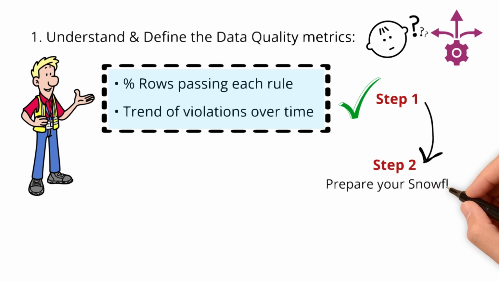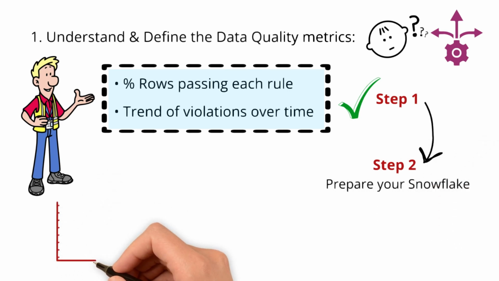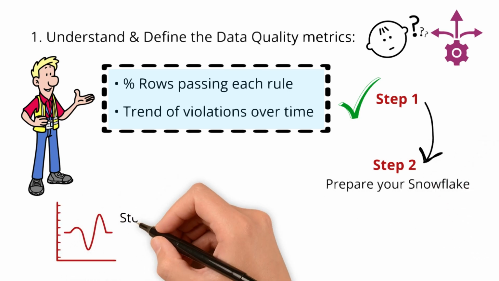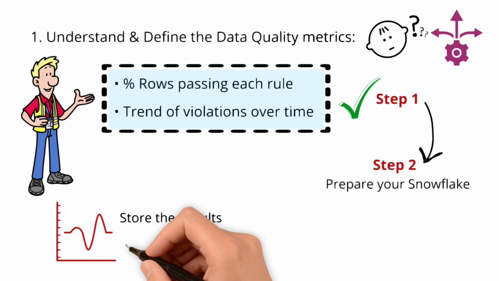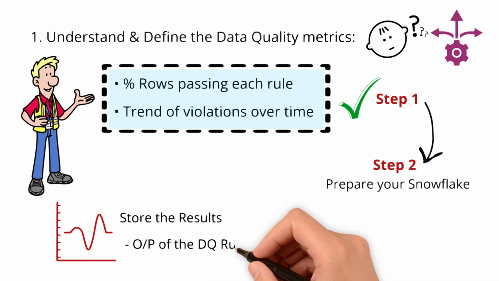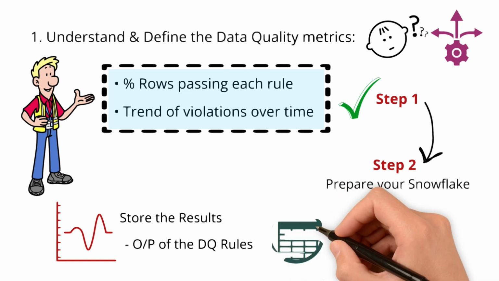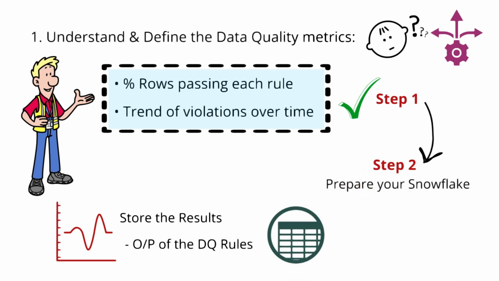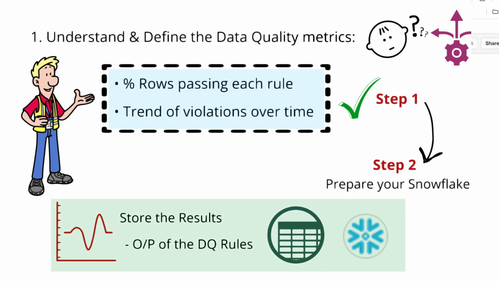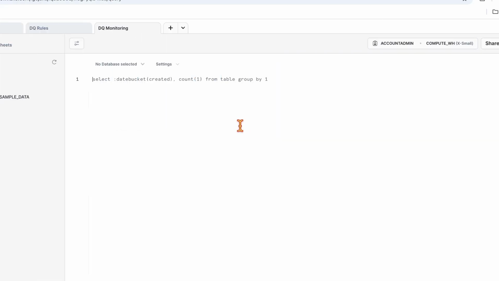Prepare your Snowflake. When you want to track something, you need to store the results, right? The results can be the output of the data quality rules. So, to set up a logging table to store these rule outputs, let's open Snowflake. We are on the Snowflake now. For us to set up a logging table for DQ rules, all we need to do is again two steps. 1. Create a table. 2. Insert DQ rules into that table.